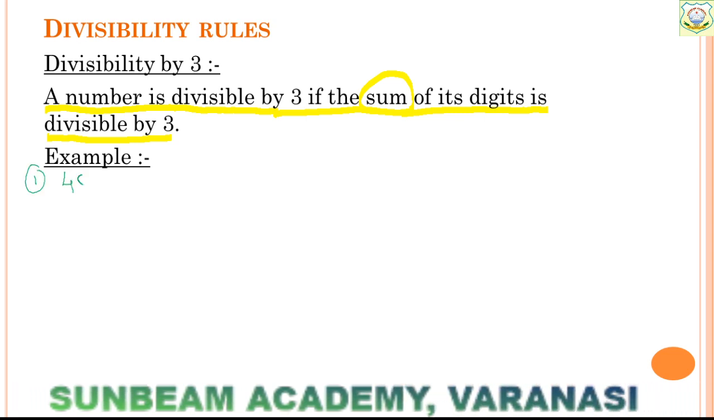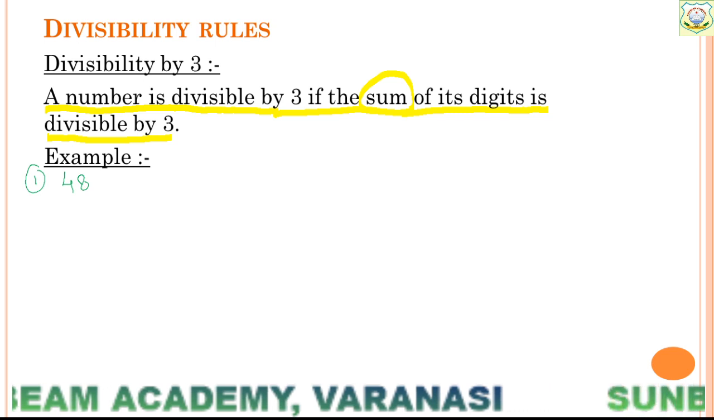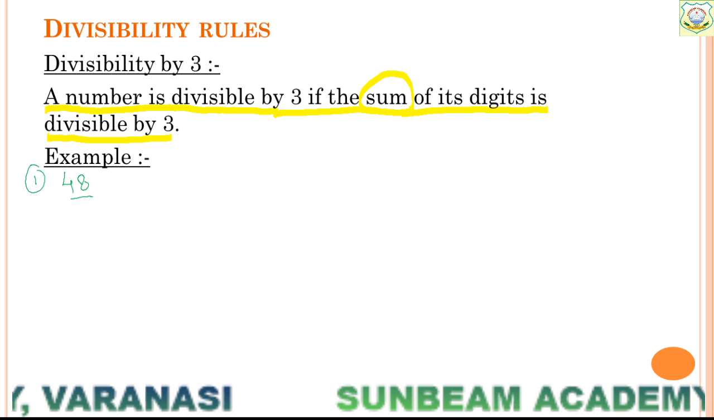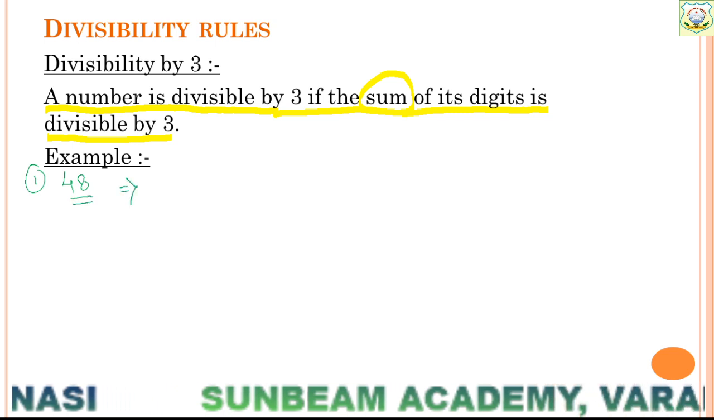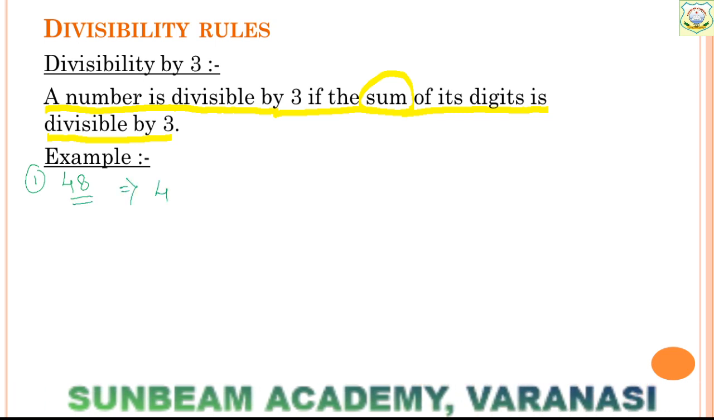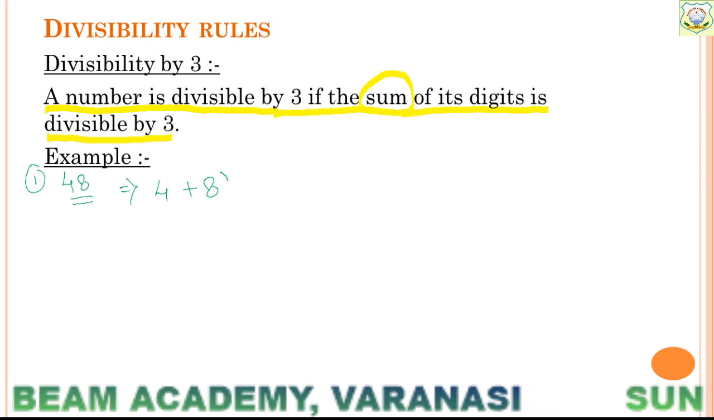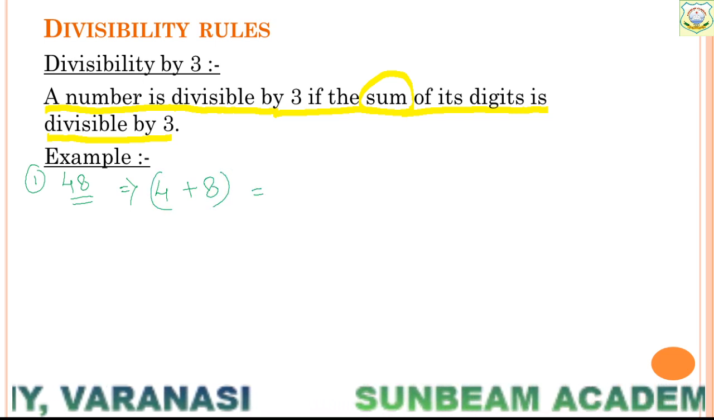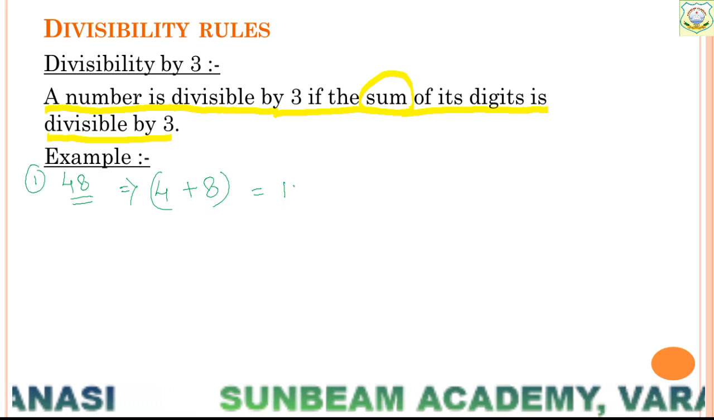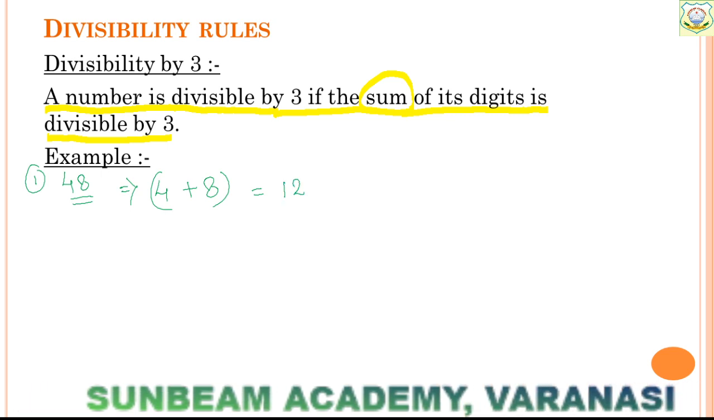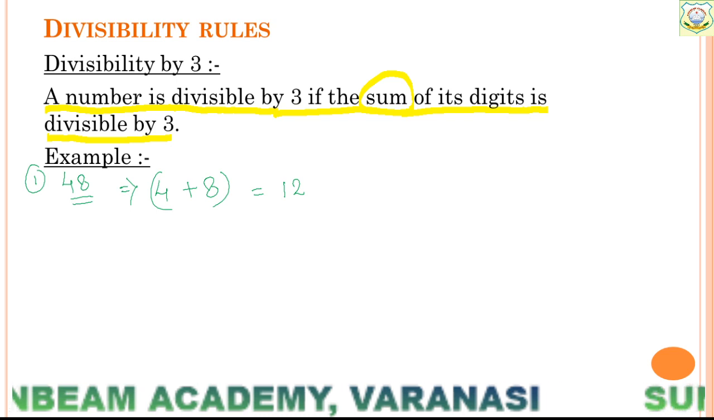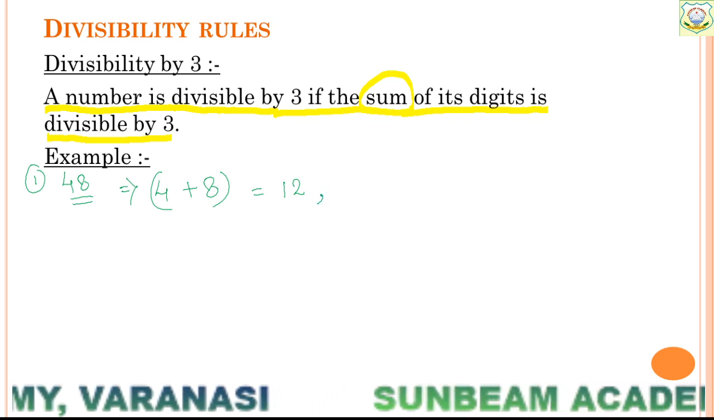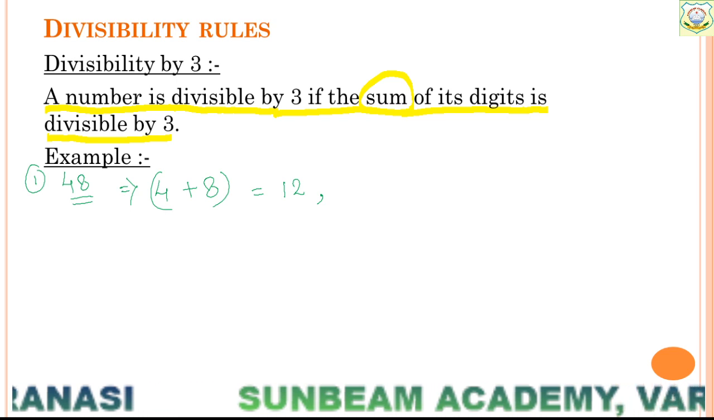It's 48. Okay. So now what we have to do? First we have to take out the sum of 48. So what we will do? We will do like this. 4 plus 8. Let's add this number. 4 plus 8 is 12, right? We got it? So now we have to check whether 12 is exactly divisible by 3 or not.